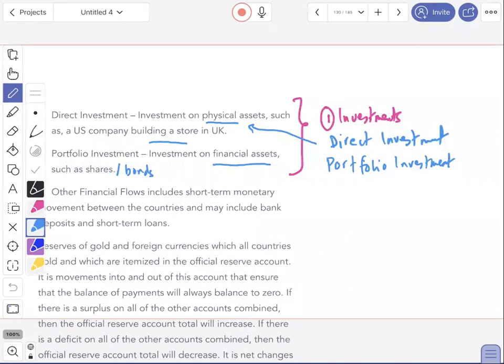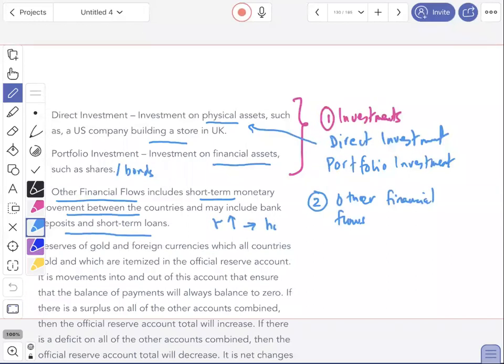Then comes number two. Number two is what we call your other financial flows. The other financial flows is also called your short-term monetary movement between the countries, and may include deposits and short-term loans. Anytime Pakistan's interest rate is higher, sometimes people are putting money in Pakistan because our interest rates are better. We say hot money flows in, and when hot money flows in, it goes into this financial flows account. Got it? Does that make sense?